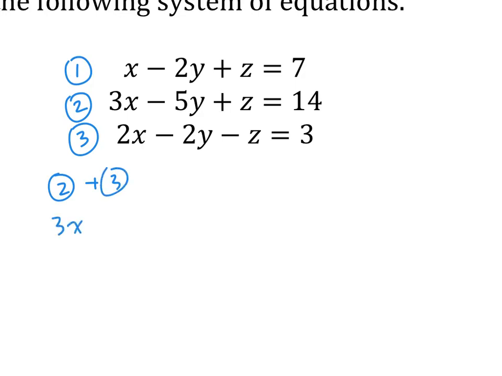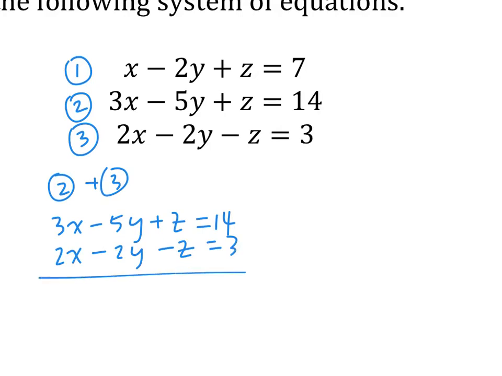So equation 2 is 3x minus 5y plus z equals 14. Number 3 is 2x minus 2y minus z equals 3. We're going to add them together. So that's 5x minus 7y equals 17.